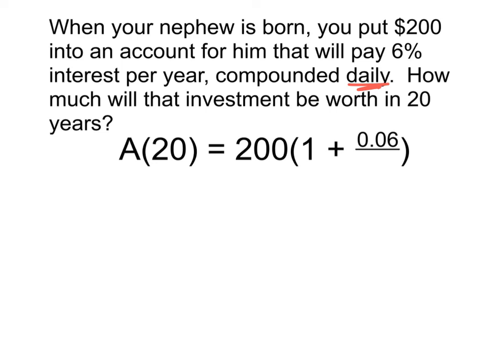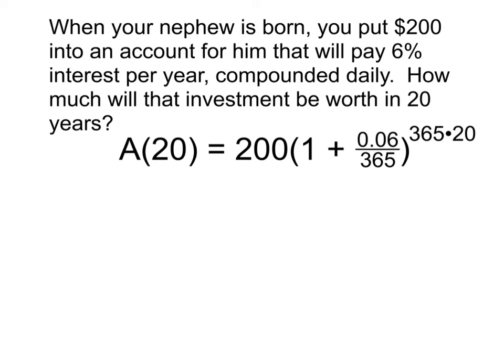So we're going to have to put in how many days there are in the year. And we're going to go with a standard year, not a leap year or anything. So we're going to go with 365. And so that's our n there. And remember that n also appears in the exponent. And it's going to be multiplied by that t value, which remember we already found to be 20.